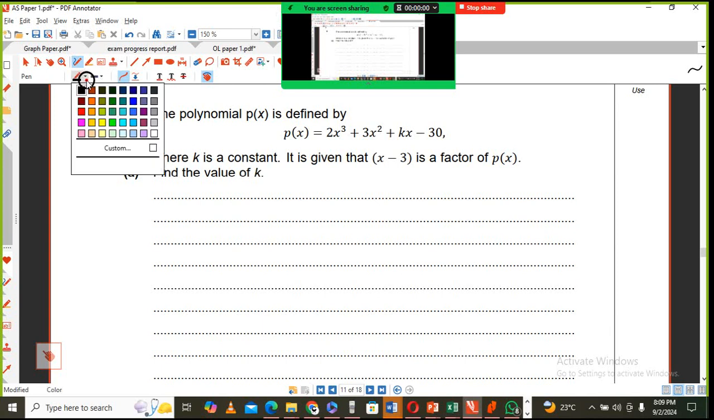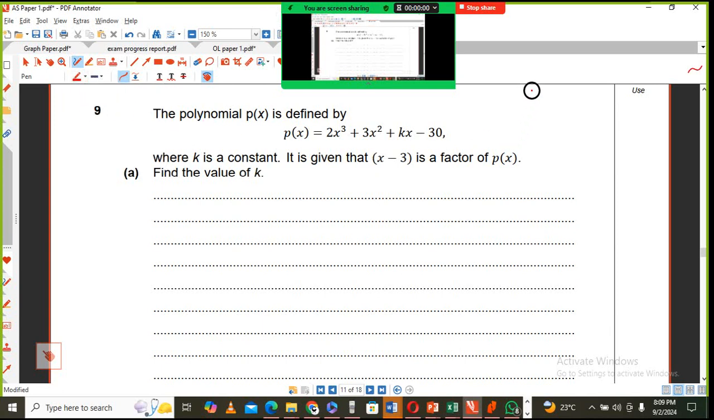Tell me first, what is your answer for K? 26, it's wrong. Somebody else? Negative 17. Negative 17 is correct. Oh, wait. Where did I get 26 from?